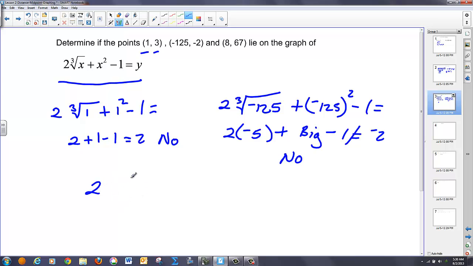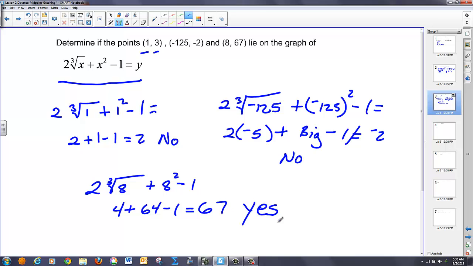We've got 2 cube root of 8 plus 8 squared minus 1. 2 times the cube root of 8, which is 2, is 4, plus 64 minus 1. That's going to equal 67. So yes, that point is on the line. So 8, 67 is our guy.